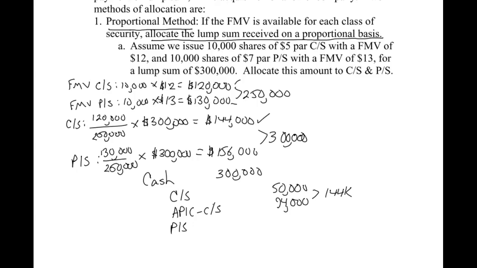The par value is 7, so that's going to be 70,000 here. We're allocating 156. So we'll do additional paid in capital preferred stock for the additional $86,000. And once again, there's my $156,000, and we'll be done with that. So the proportional method is when we know both fair market values. We just allocate the lump sum to each class of security based on the relative market values of those securities.